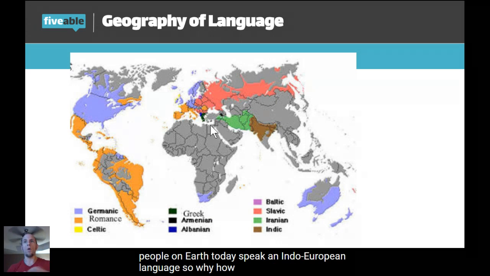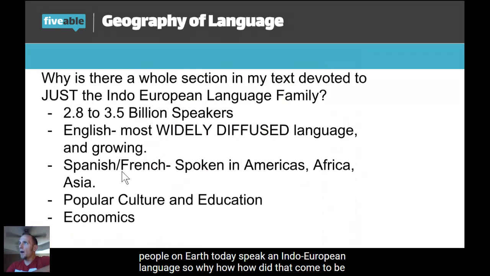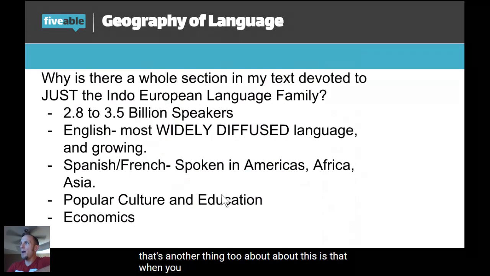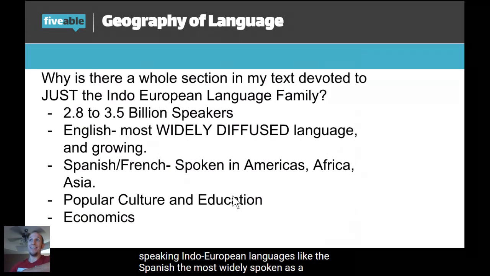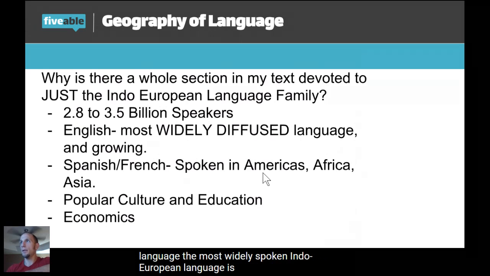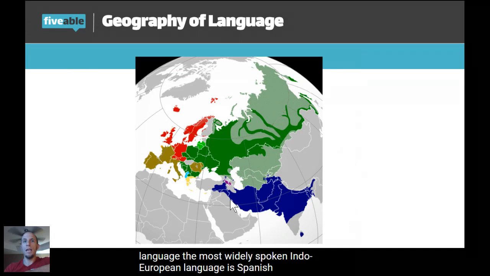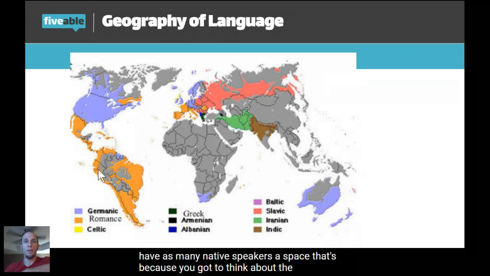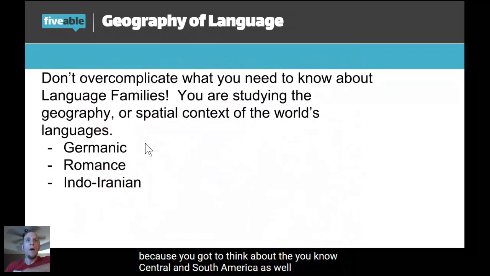So why? How did that come to be? All right, so yeah, we've already looked at this. Another thing too about this is that when you think about the globalized world in which we live, most of your MDCs today are speaking Indo-European languages. The most widely spoken Indo-European language as a native language is Spanish. English doesn't have as many native speakers as Spanish does, because you've got to think about Central and South America as well.